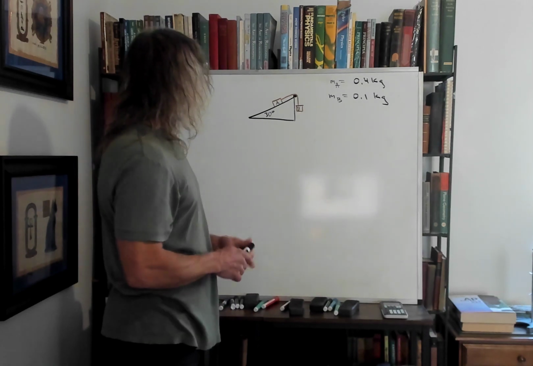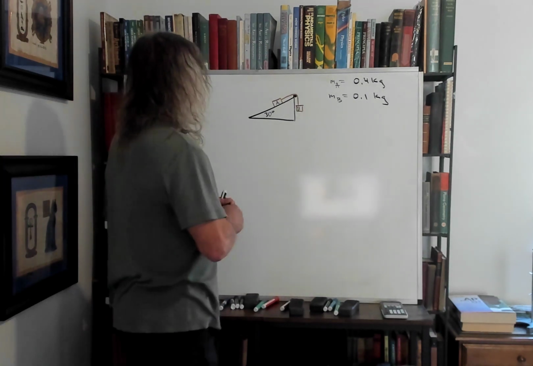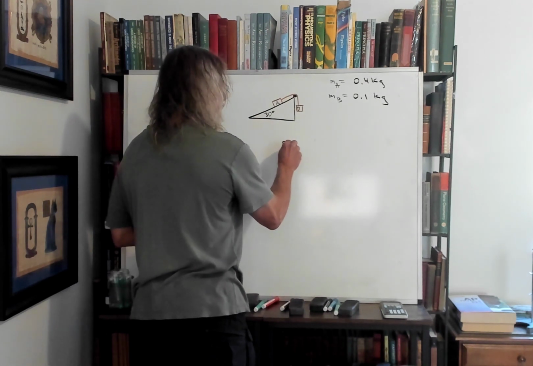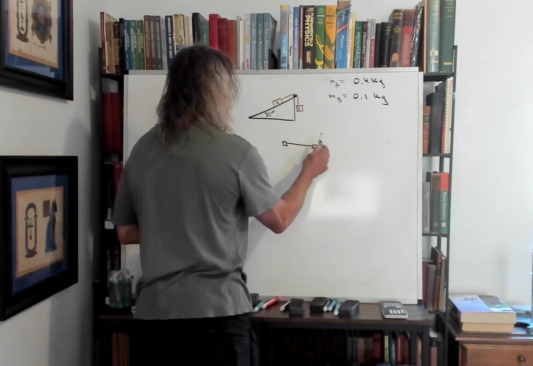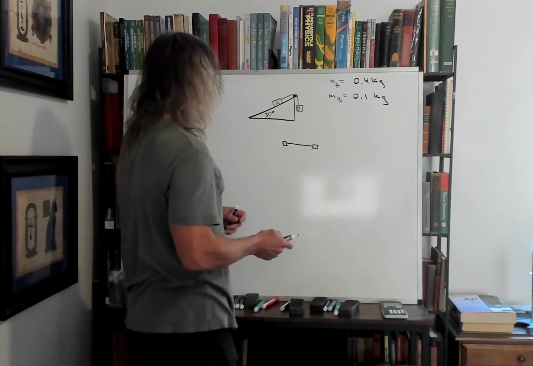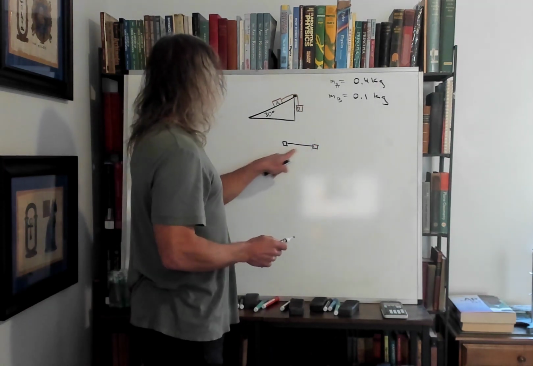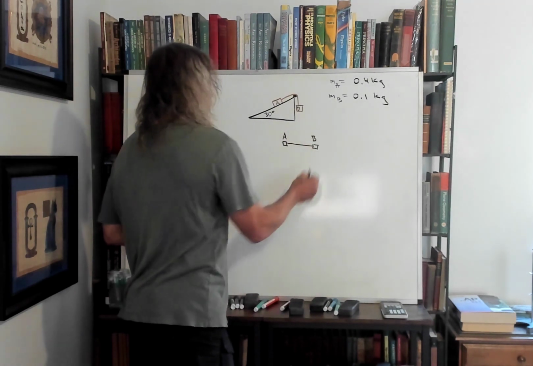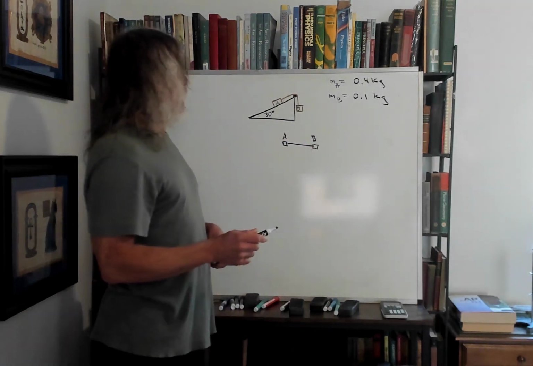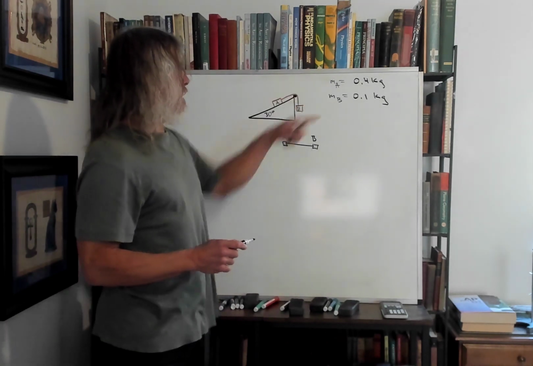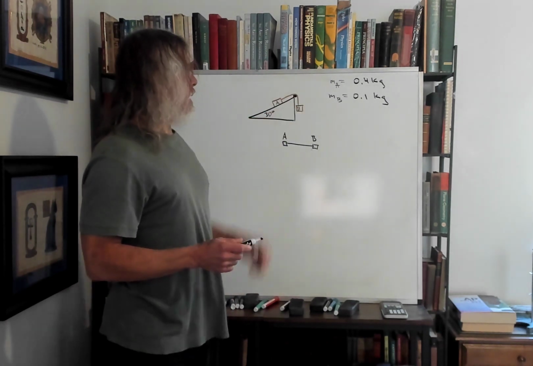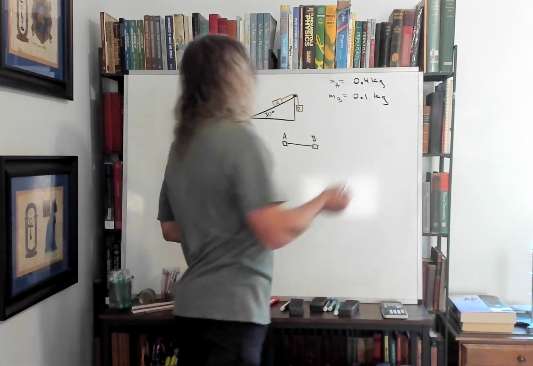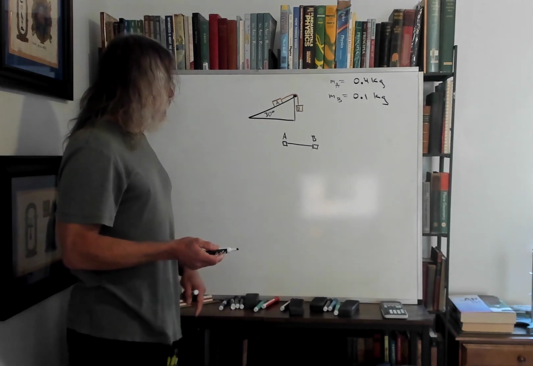So here, we got two things connected by a string, provides tension, A and B. And in this problem, when we get to it, we'll have the mass of A is 0.4 kilogram, the mass of B is 0.1 kilogram. And then there's a 30-degree angle there.